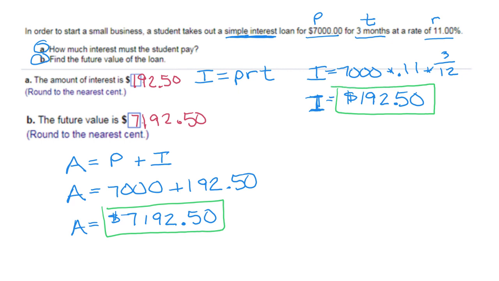So a two-part problem. What helped us to begin with is the fact that they said simple interest, so we knew which formula to go to.